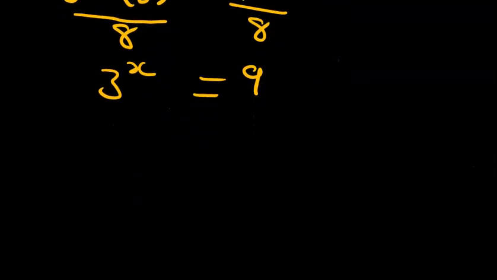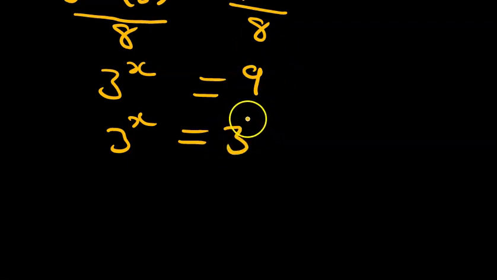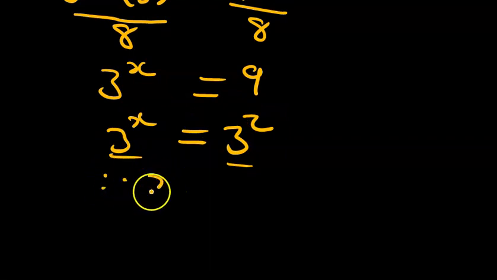Right. Now we have 3 to the power x is equals to, we need to write 9 exponentially and with 3 as a base. We have 3 to the power 2. Right, bases are the same now. We need to equate the exponents. Therefore, x is equals to positive 2.